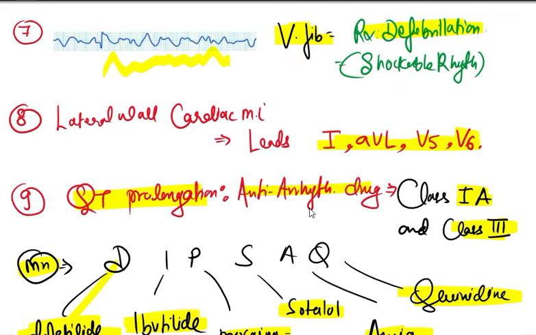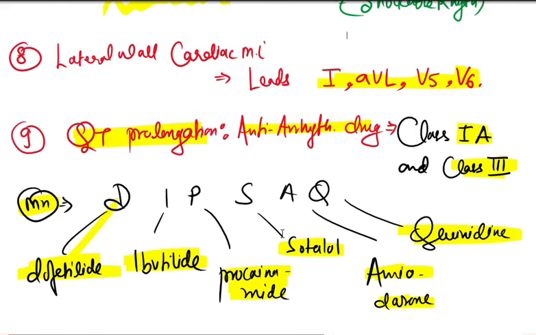Next one, we see this fast heart rate. This is ventricular fibrillation. No QRS complex is visible here. This is ventricular fibrillation. So the treatment is the shock. Defibrillation will be the shock, the treatment of choice.